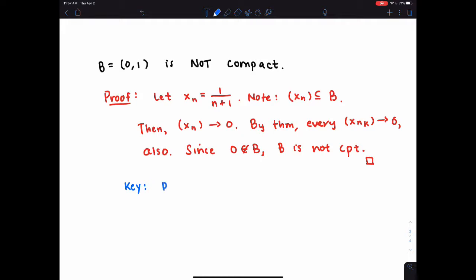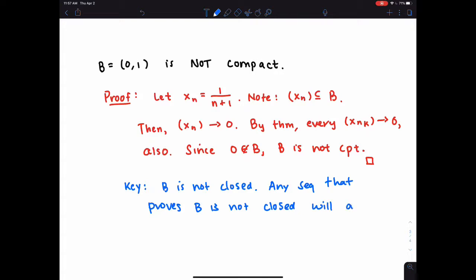So the key here is that B is not closed. Any sequence that proves B is not closed will also prove that B is not compact.